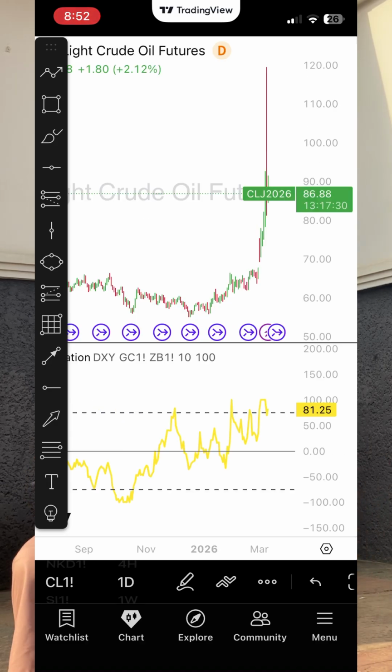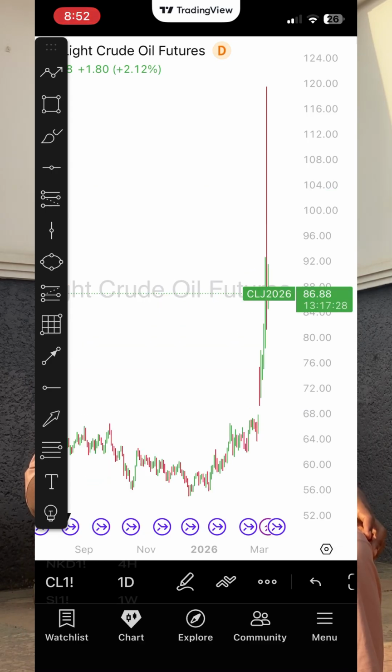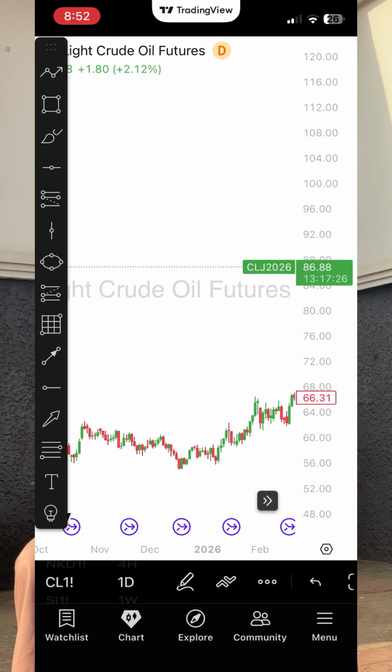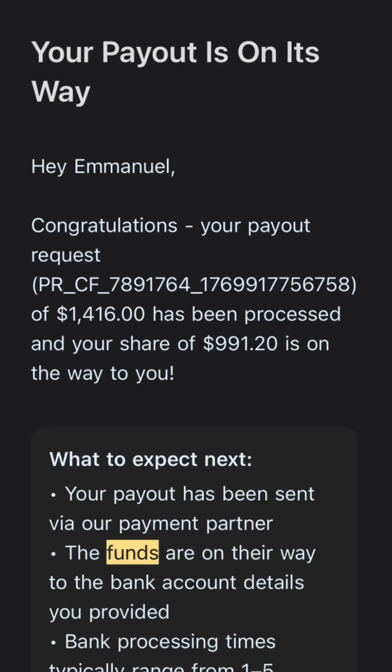Next time I'll be looking at seasonality and show you how seasonality was able to get me my second payout of campus fund.